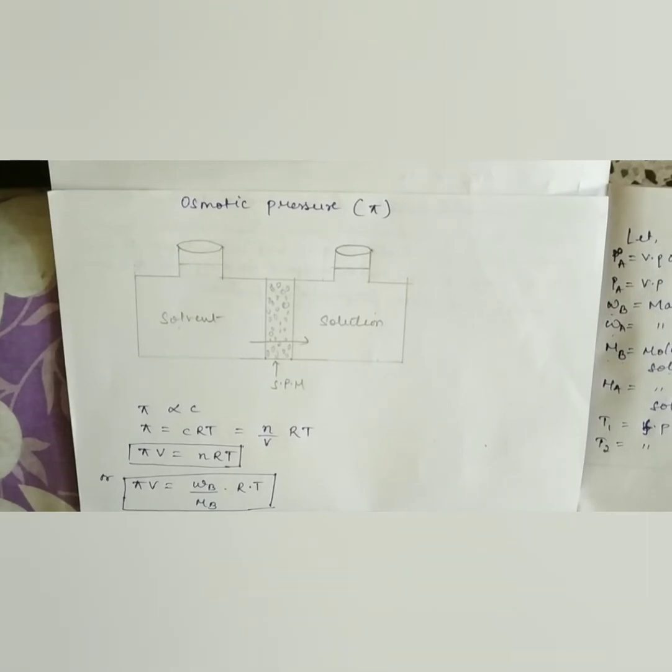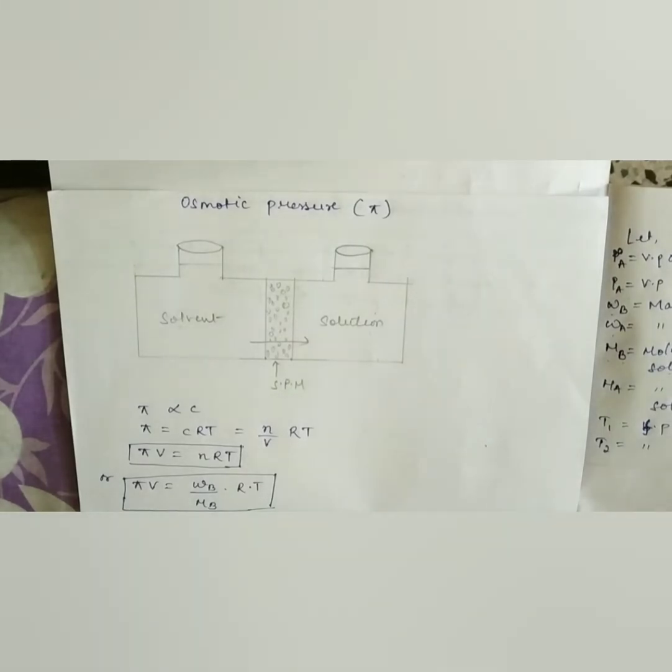Now, this is an observation that we can make from different experiments. Maybe in biology you have done an experiment with the potato. So this is an observation that you have made. But let us go into the chemistry of it, like why this happens, why only the solvent molecules transfer from one side to another side of the SPM.